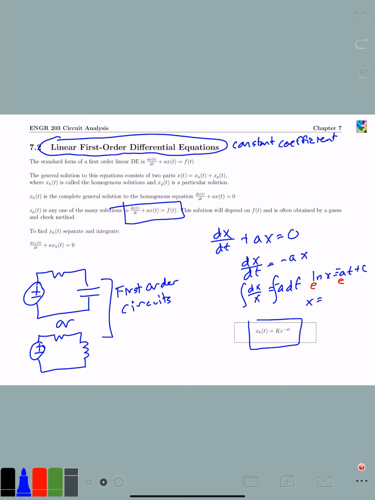And so then we'd have x is e to the negative at plus c. And then you should remember that trick from differential equations, where that becomes some different constant, c e to the minus at, and we'll just call that k here. And so that gives you the fact that the homogeneous solution is always going to be k times e to the negative at.